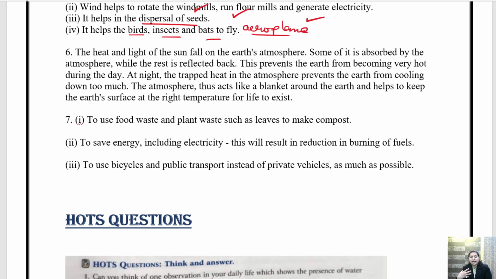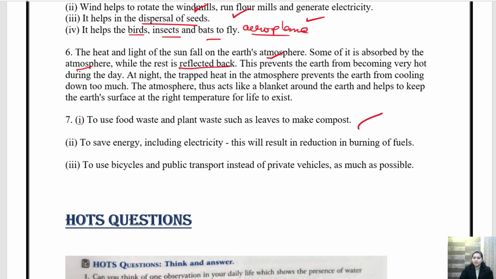So the temperature of earth does not become very cold during the night. Clear? So I'll explain you with the help of this answer, children. The heat and light of the sun fall on the earth's atmosphere. This line is clear. Some of it is absorbed by the atmosphere. कुछ एयर और हीट जो होते हैं वो एटमॉस्फेयर या गैसेस जो प्रेजेंट है वो एब्जॉर्ब कर लेते हैं, while the rest is reflected back.